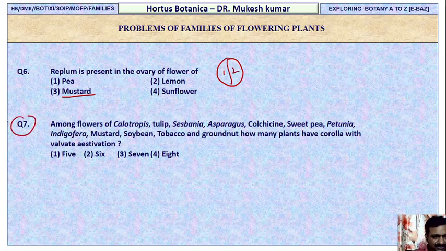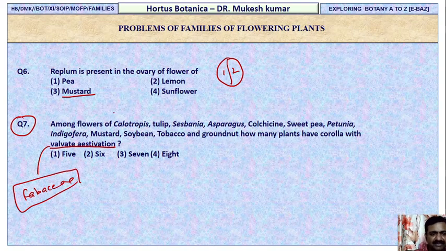Now see, the next question we have. We have to find out how many of them have the valvate aestivation. Remember again, how many have valvate aestivation? Valvate aestivation is the characteristic feature of Fabaceae. Just that. Do you remember the Fabaceae family?